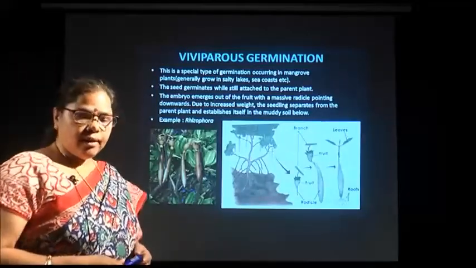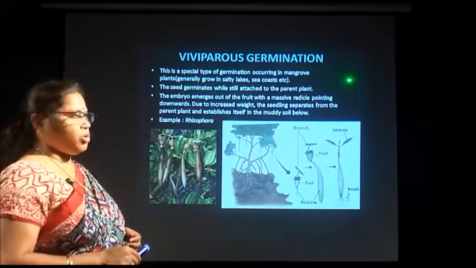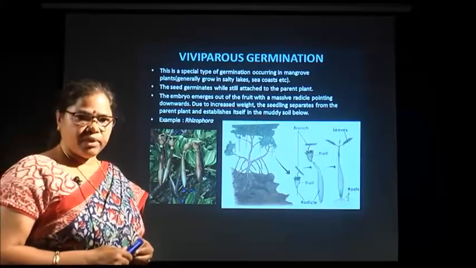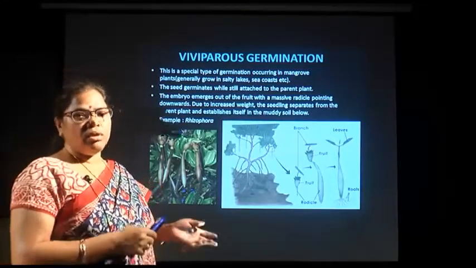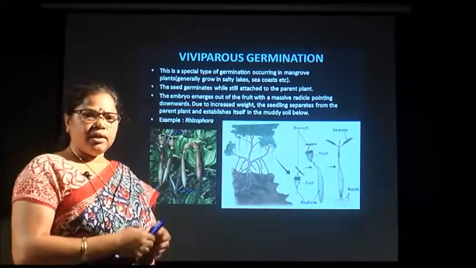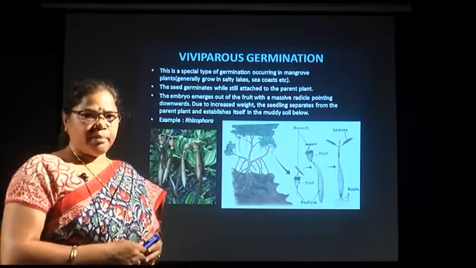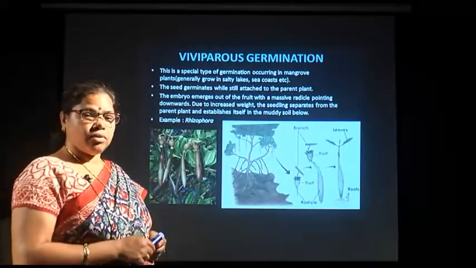And there is a third and special type of germination known as viviparous germination. The meaning of viviparous is germination while the seed is still attached to the parent plant. Always, seeds germinate when they are dispersed from the parent plant, but here the seeds germinate while they are attached to the parent plant.